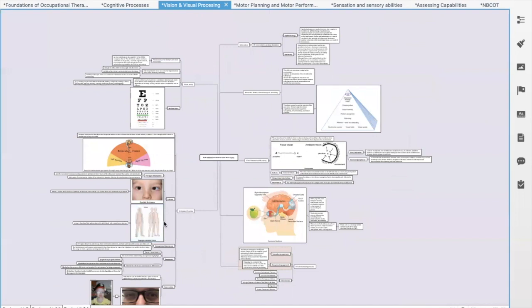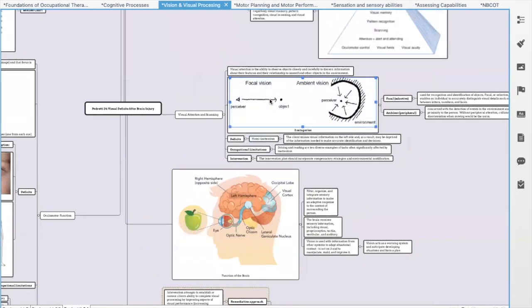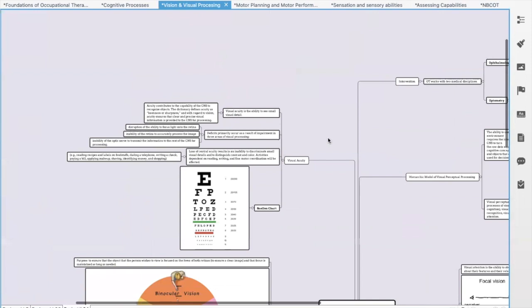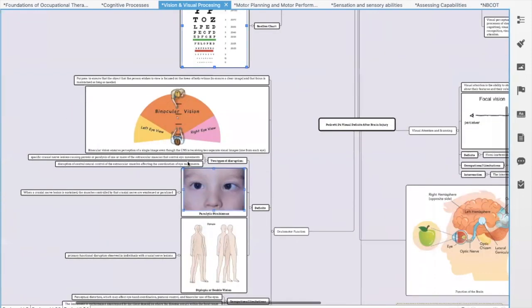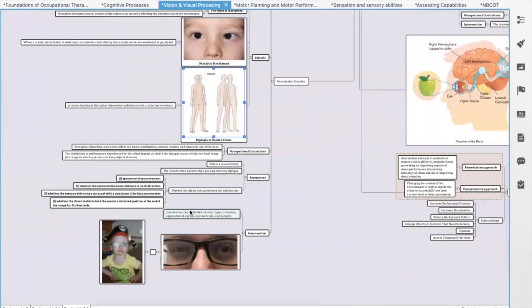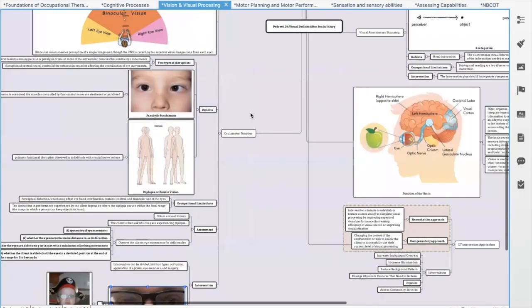Again, there's a lot of visual aids included in these concept maps, which I really like, because not only are you giving definitions, but you are getting some images to go along to show you visually what you're seeing.